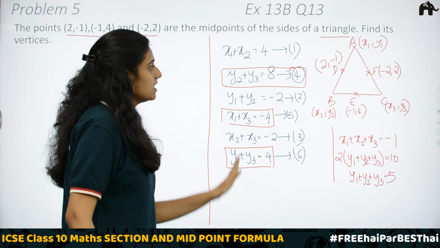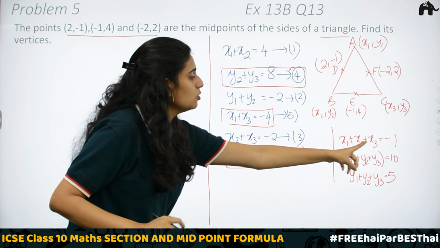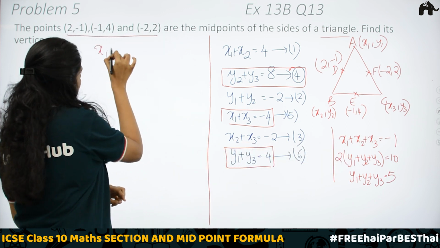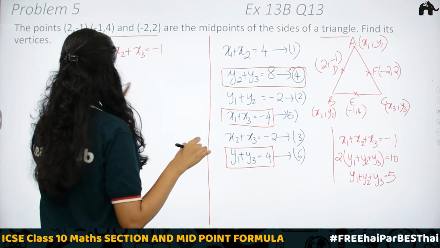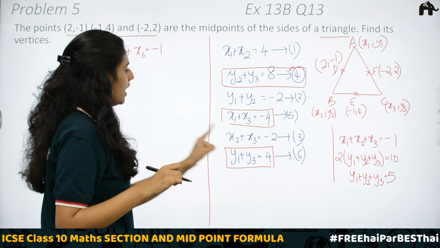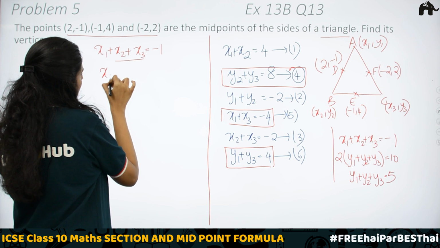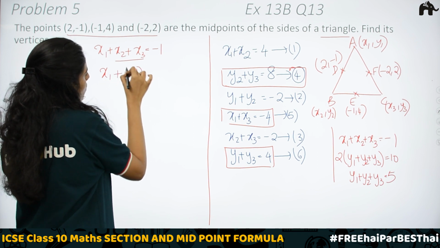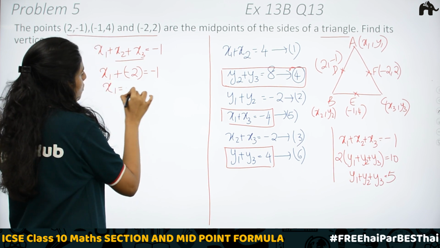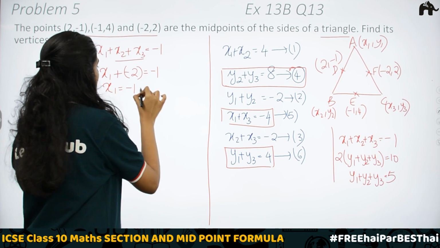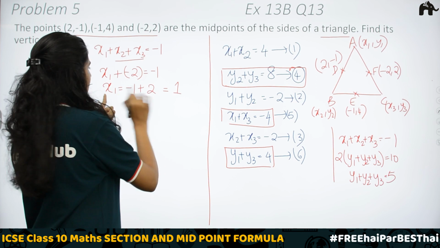I have written all the 6 equations on the right hand side. Now we have x1 plus x2 plus x3 is equal to minus 1. Here, what is x2 plus x3? x2 plus x3 is equal to minus 2. Here we can put minus 2. Therefore, x1 plus minus 2 is equal to minus 1, or x1 is equal to minus 1, taking this to the opposite side, plus 2, that is 1. We got the value of x1.